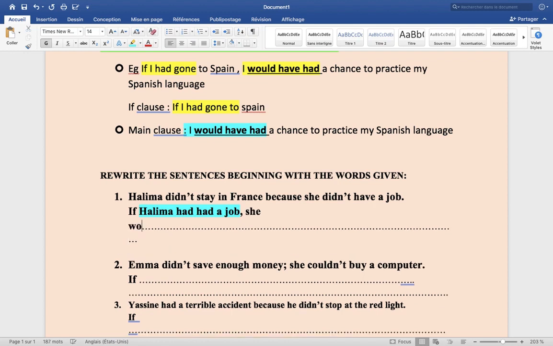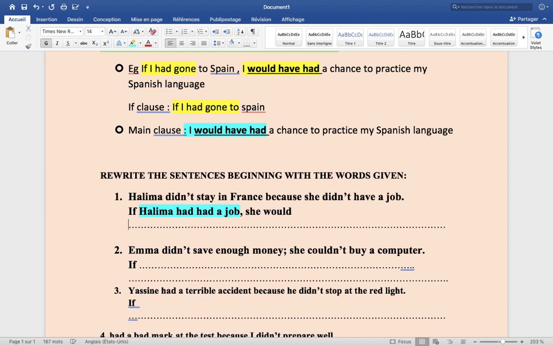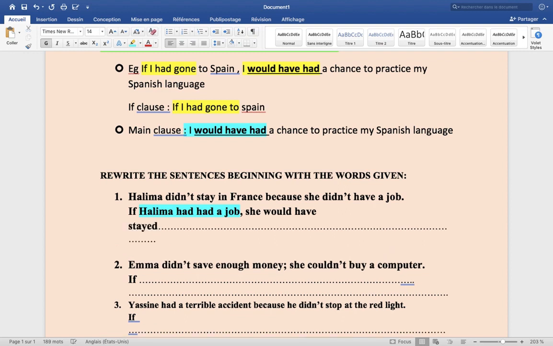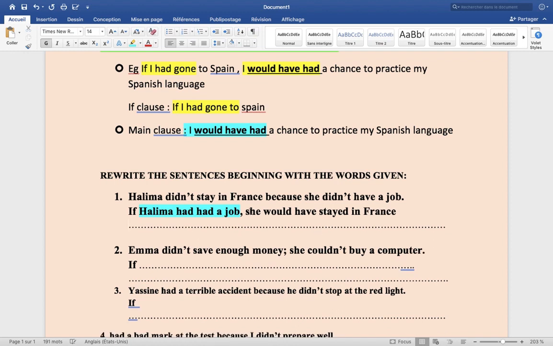So she would have stayed in France. Okay, so if Halima had a job, she would have stayed in France. Okay, is this clear? It's so easy.